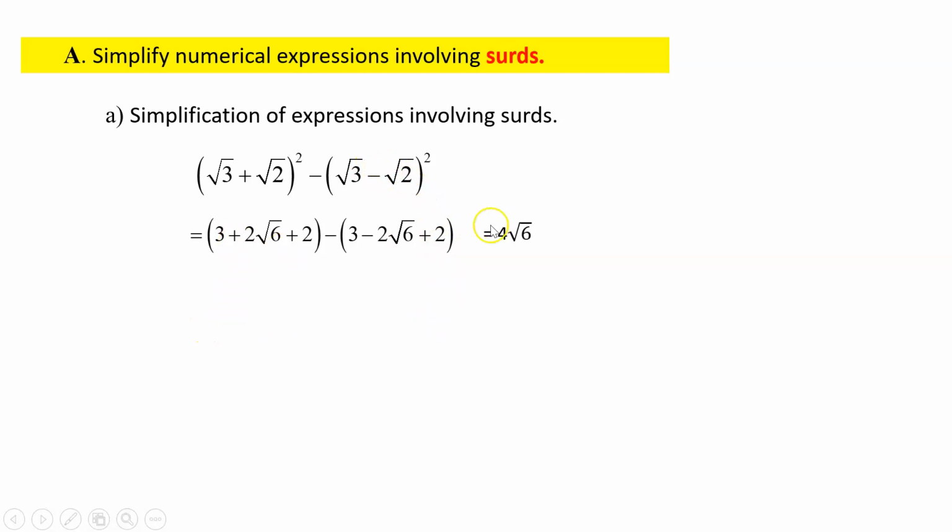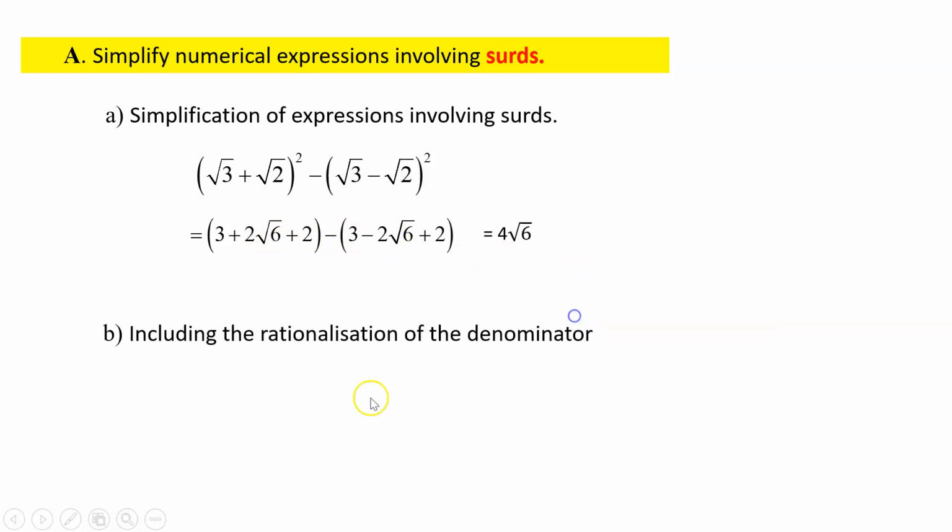Take away the minus, collect terms, and we see the 3 minus 3 disappears, the 2 minus 2 disappears, and we're left with 2 minus 2 root 6s. So we've got 4 root 6 for that expression, simplified. If we have a fraction, we need to rationalize the denominator.